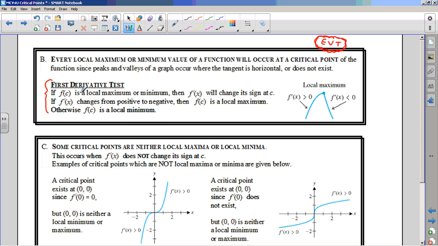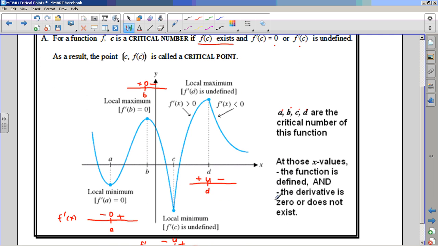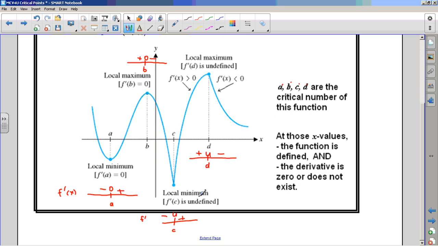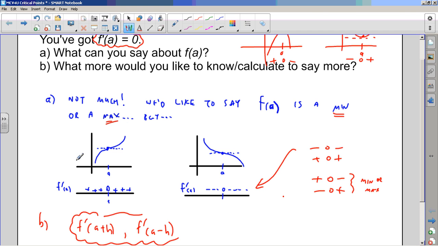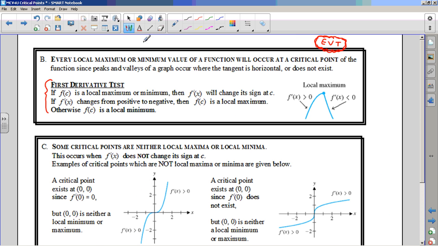So if f at c is a local minimum or maximum, then f prime at x will change its sign at c. That's what we saw in all those places. It went from negative to positive. It went from positive to negative. Even though it wasn't defined at x equals c, it went from negative to positive. And at d, it went from positive to negative. It changed sign. It wasn't those cases like back in the warm-up question, where it stayed positive or stayed negative, even though it was 0. So for a critical point to be a local extremum, it has to change sign.